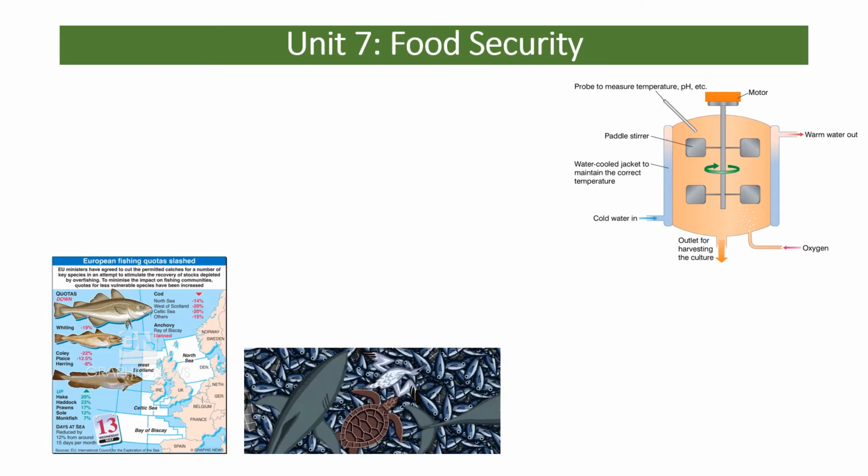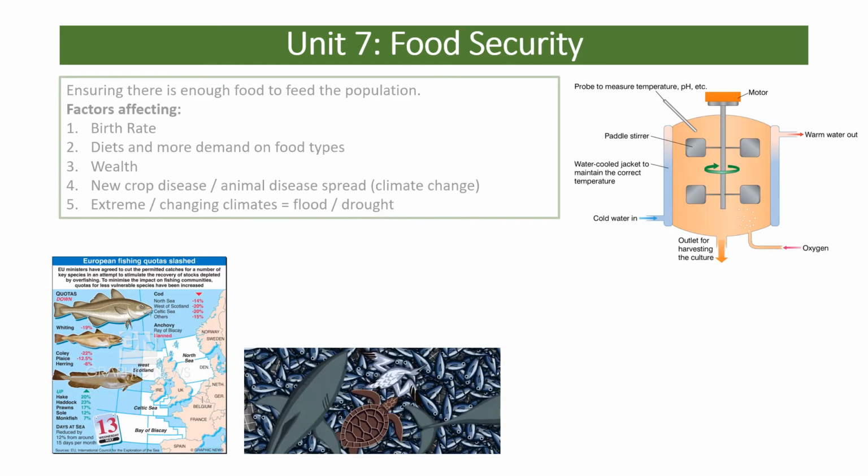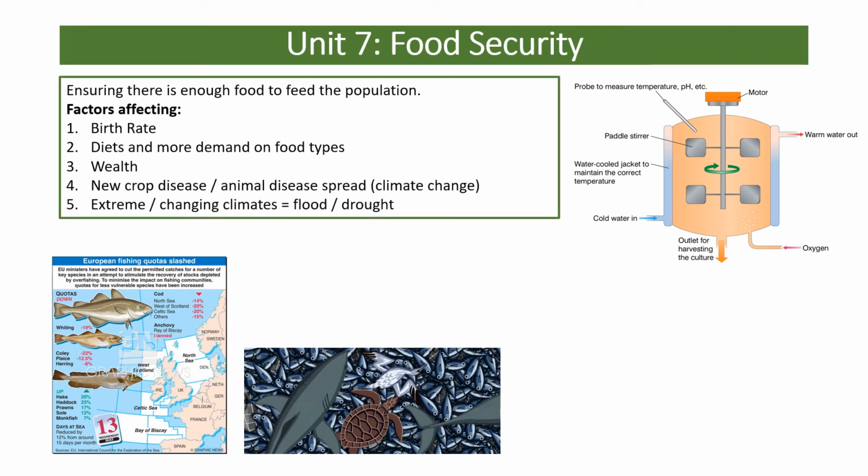So the last part is human food chains and human food security. Human food security is, have we got enough food to feed the population? And food security changes at different times in a population. The factors that could lower the food security level of a country could be the birth rate. If there's a huge number of people being born all the time, there's the same amount of food, but more and more people. So therefore the food security would drop.